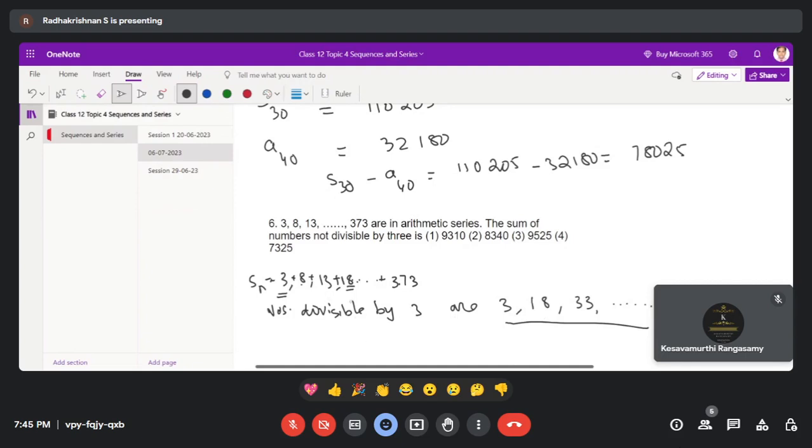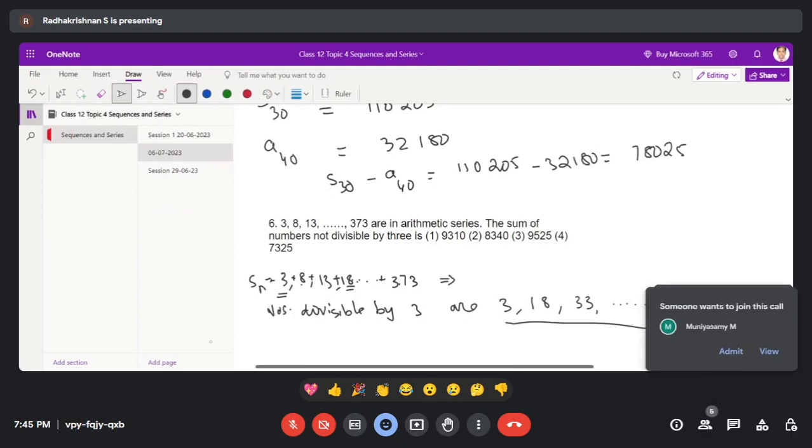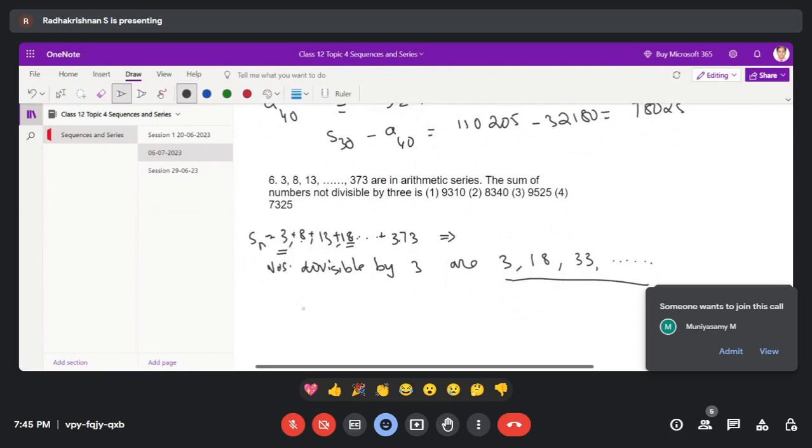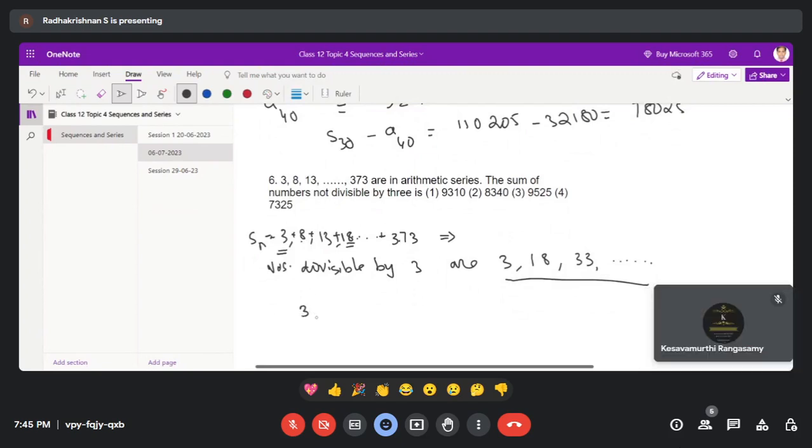So tell me. For first we can use the Tn formula, sir. Okay. A plus n minus 1 d equal to 373, sir. So then substitute the value of A and D, so we can find the answer. It will be 74, sir. Correct. So what is the value of n? 75, sir. 75. Sahana, did you also get it? What is the value of n here?